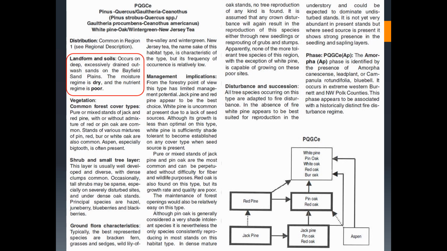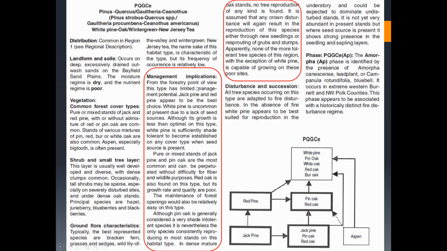So in this case, we see that this habitat type tends to occur on deep, excessively drained, outwash sands. The moisture regime is dry, the nutrient regime is poor. We often have mixed stands or mixes of pine with red or pin oak, and a few other species potentially present. The neat thing here is the management implications. I won't read through this, but this gives us an idea about which types of tree species, if we're trying to grow timber, for example, might be good to plant here or good to manage for.